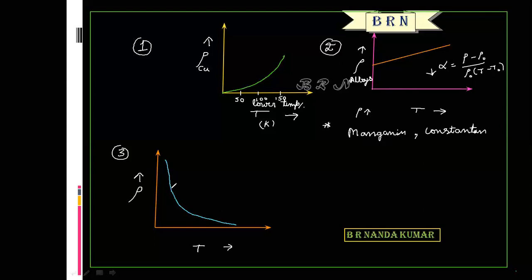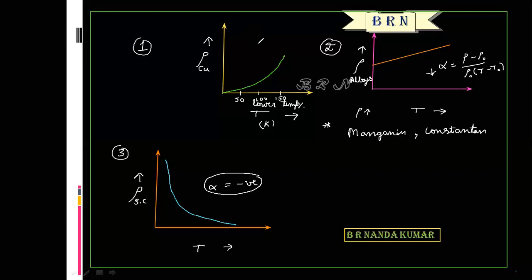And this graph shows the variation of resistivity of a semiconductor with temperature. In case of semiconductors, as the temperature increases, resistivity gradually decreases. That is why the temperature coefficient of a semiconductor is negative. Why is it negative? Because in case of a semiconductor, as the temperature increases, resistivity decreases.